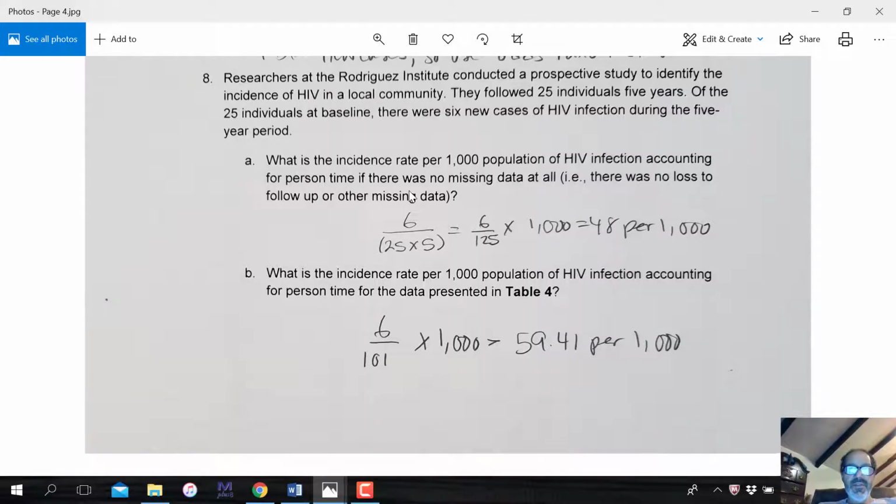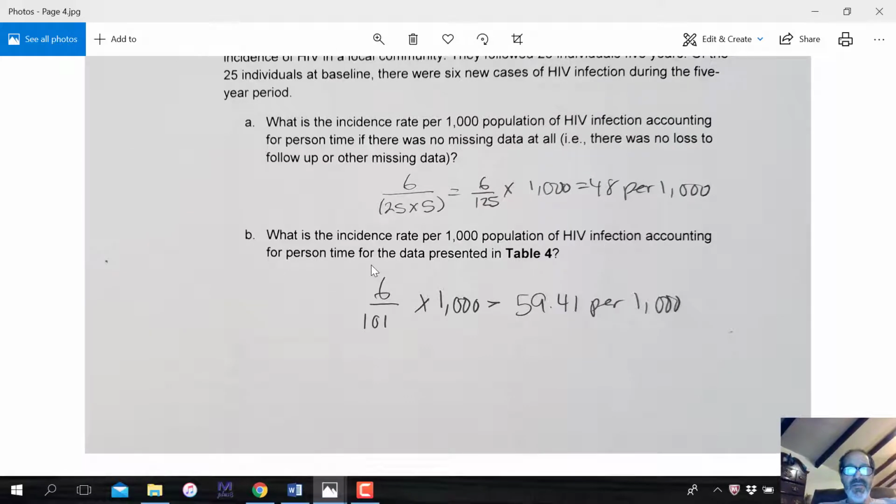So the first question is, what's the incidence rate per 1,000 population of HIV infection accounting for person time if there were no missing data at all? This is my pet peeve: data is plural. Sorry, I messed myself up there, so please apologize for that. So this is 6 divided by 125 times 1,000. It was 48 per 1,000.